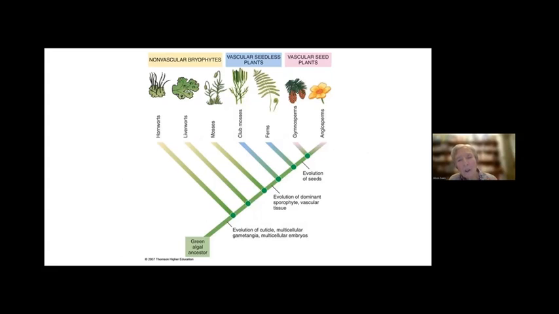The word pteridophyte and pteridological was originally applied to any vascular spore-producing plant. So the club mosses and ferns were lumped together by the Victorians, and that's where our pteridological comes from.